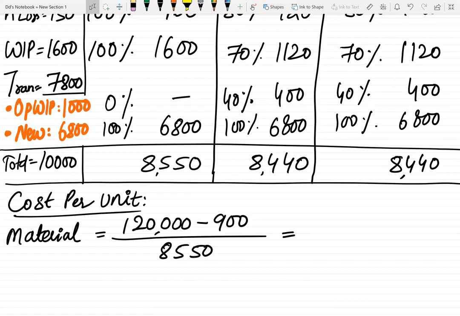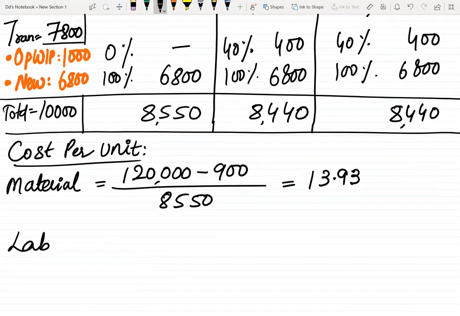1,20,000 minus 900 divided by 8550. I'm getting 13.929. I will take it as 13.93. If you take it as 14 also, I am fine. But later, our answers will not exactly match. You will have some minor differences. Don't worry about it.